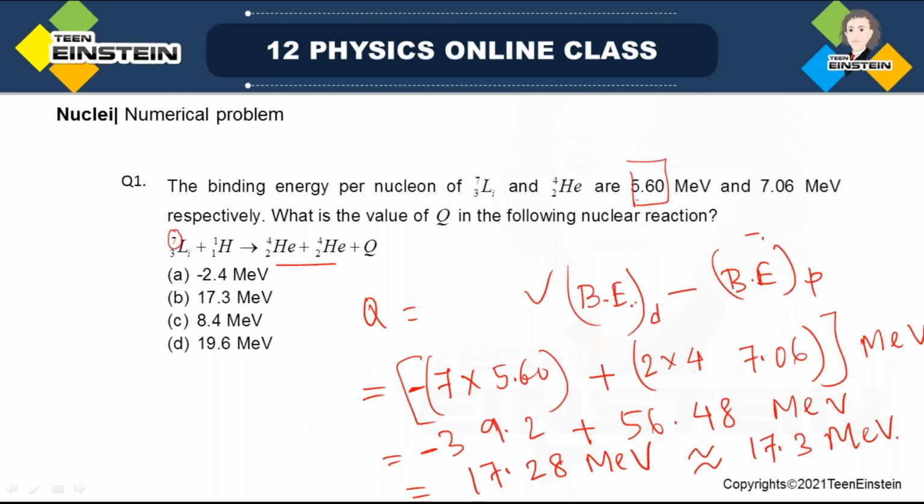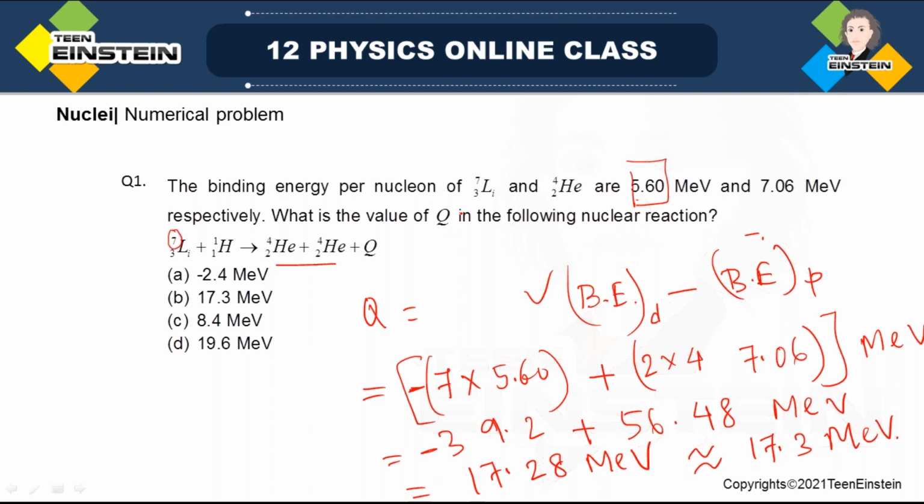Binding energy of the daughter will always be greater than that of the parent. Mass of the parent, or the reactant, will always be greater than the product, but binding energy will always be greater for the daughter nucleus. Okay, so this is the answer.